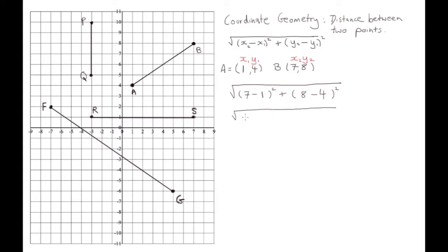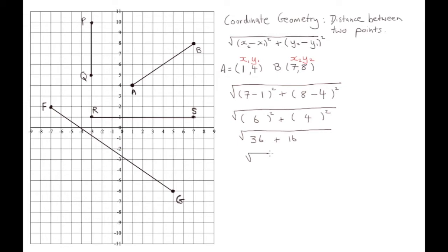Now, if we use BOMDAS or BIMDAS, we know that we have to do the sums inside of the brackets first. So what is 7 minus 1? It is 6. And what is 8 minus 4? 8 minus 4 is 4. So 6 multiplied by 6, because that's what 6 squared is. 6 sixes are 36. And that is plus 4 multiplied by 4, so that is 16.